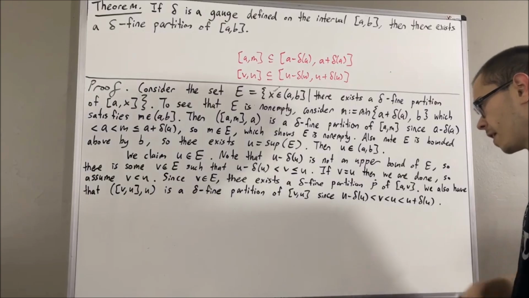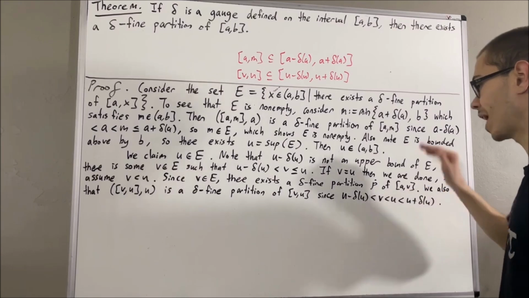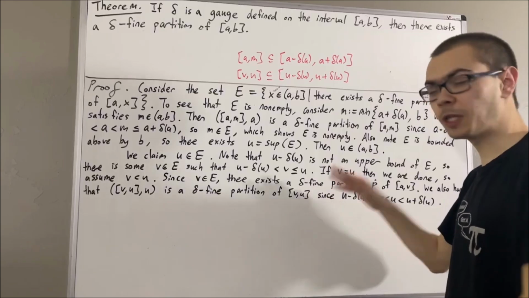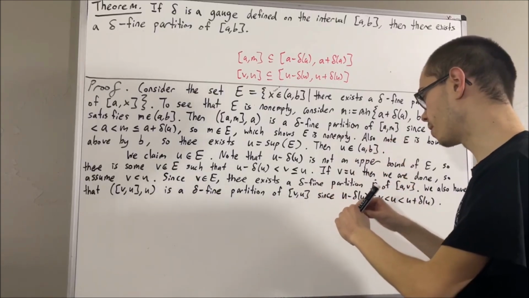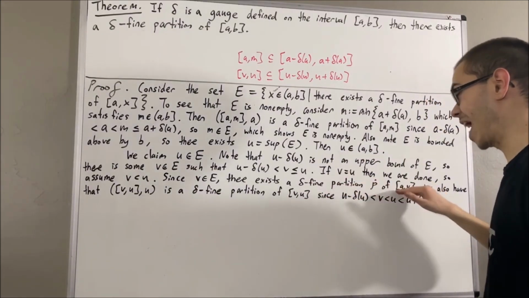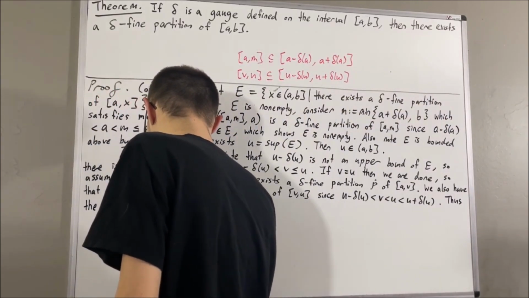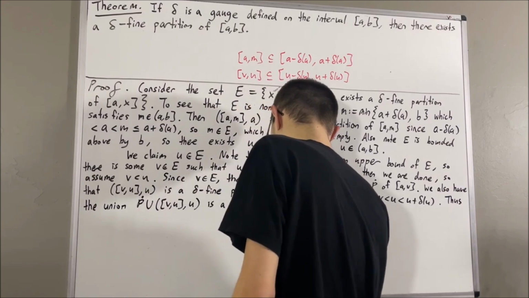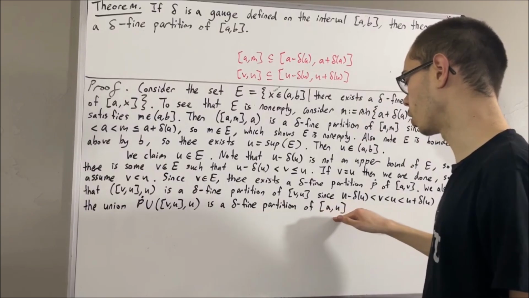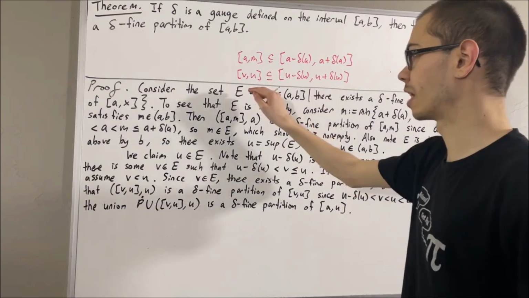So because we have a delta-fine partition of the closed interval [a, v], and we have a delta-fine partition of the closed interval [v, u], well then if we glue those partitions together, their union will be a delta-fine partition of the closed interval [a, u]. And so we have found a delta-fine partition of [a, u], which means we have that u is an element of E.